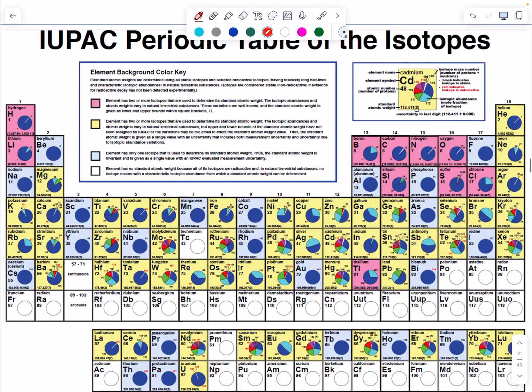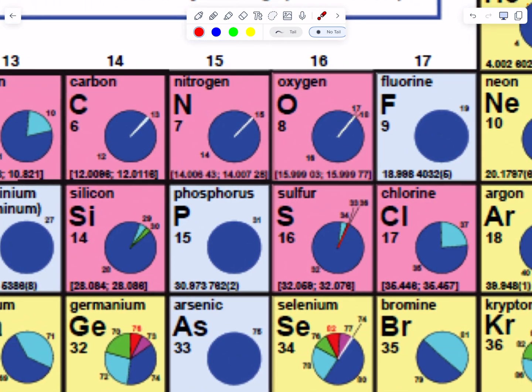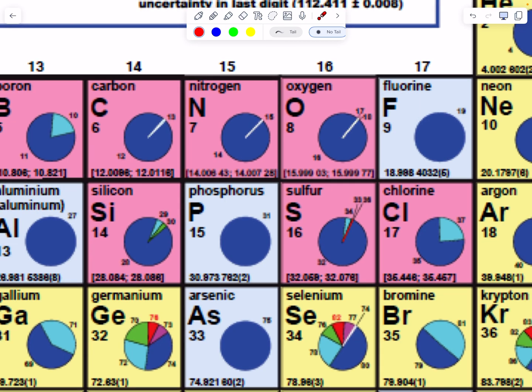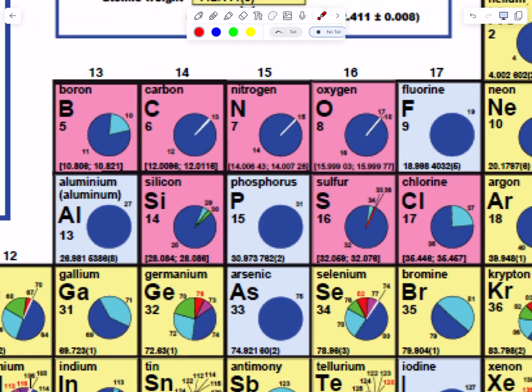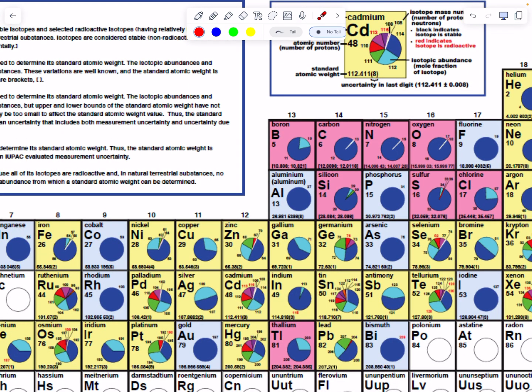Okay, so just quickly looking at the natural abundance of isotopes. This is a table that shows the abundances as little pies arranged on the periodic table. Here, if we look at fluorine, there's really only one isotope of fluorine that we ever see, okay? And if you look at the average atomic mass, 18.988, there are almost undetectable amounts of any other isotopes of fluorine, okay?